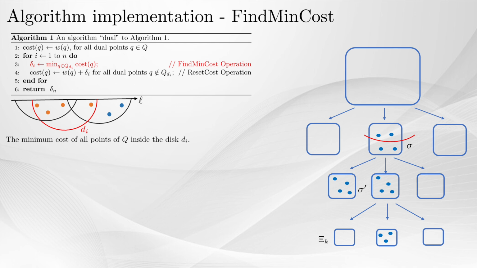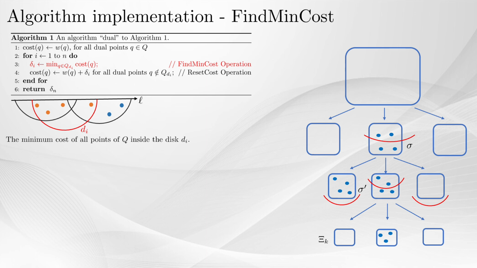hierarchical cutting mentioned previously. So we find the cell that intersects with the lower arc of di. We say it's sigma, and we use sigma prime to represent the children cells of sigma. And we only need to consider two conditions. The first condition is the cell sigma prime is completely covered by di, and the other one is sigma prime intersects with the lower arc of di.